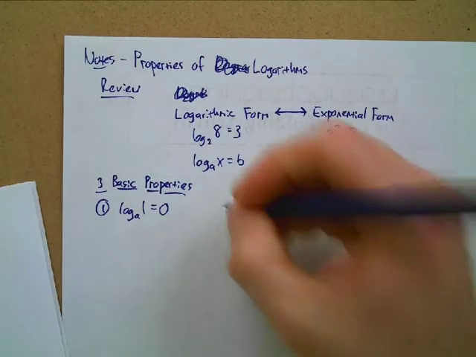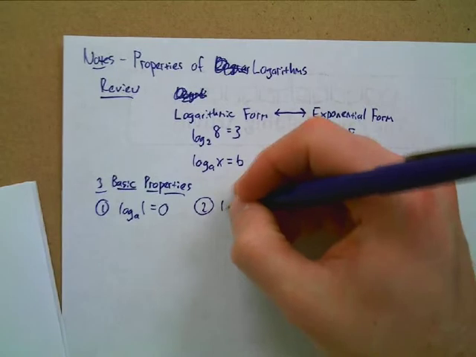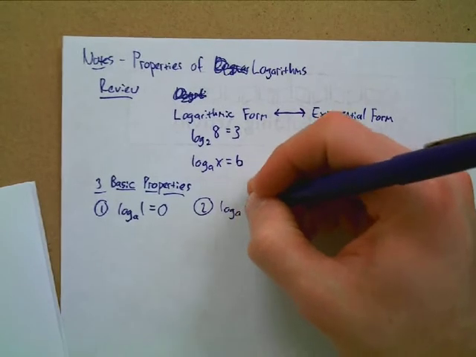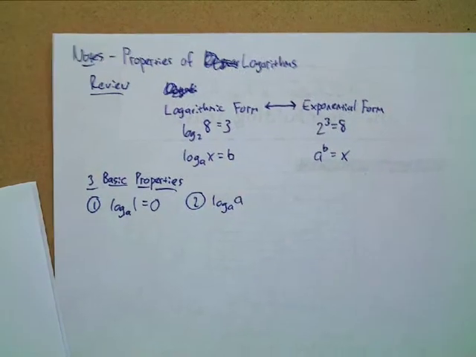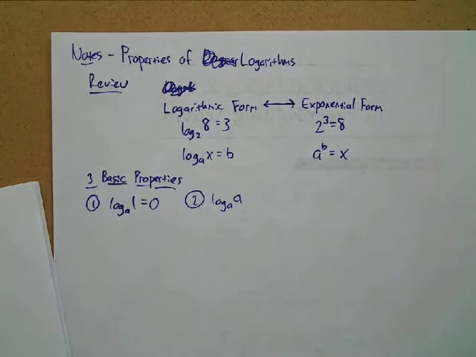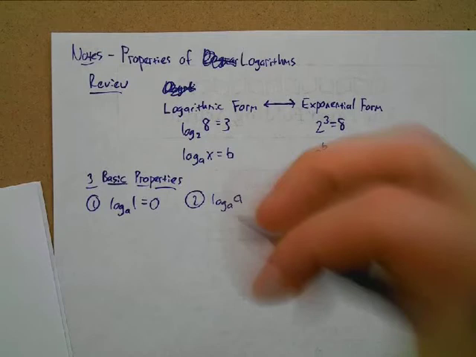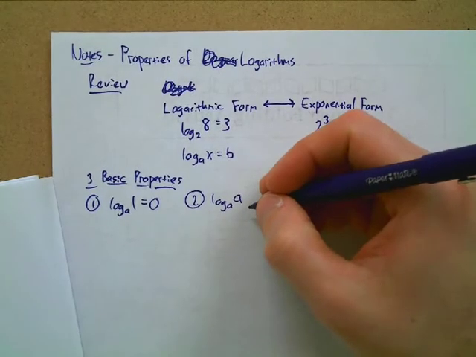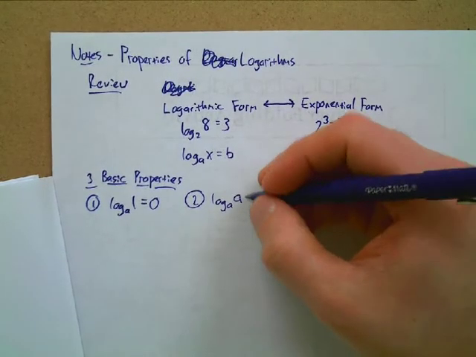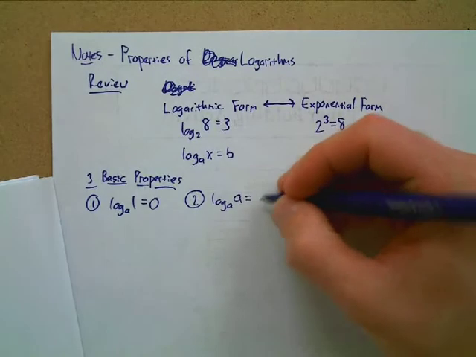Number 2, if we take log base a of a, in other words, a to what power gives us a, or a to what power gives us itself? When you take a number and raise it to a power and you get that same number again, what does that exponent have to be? 1, right? It's got to be 1.